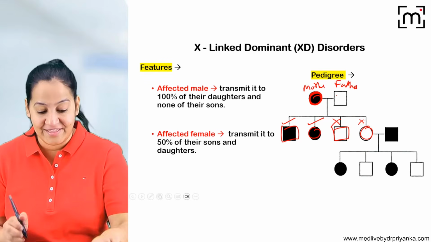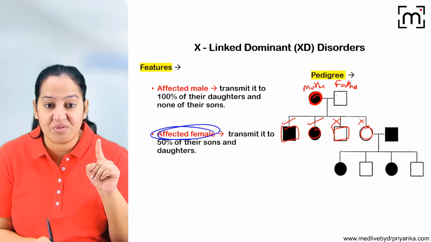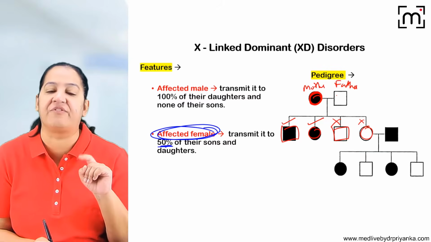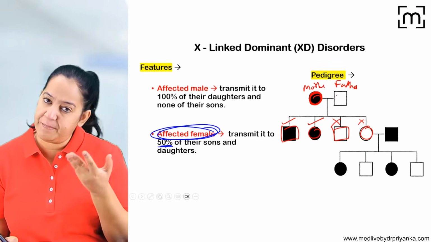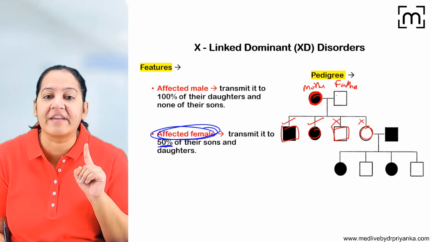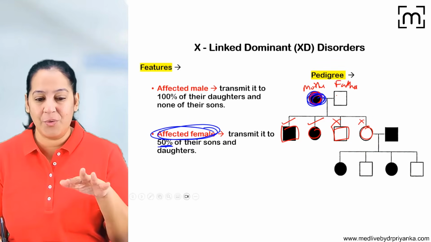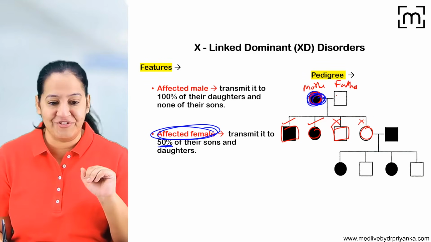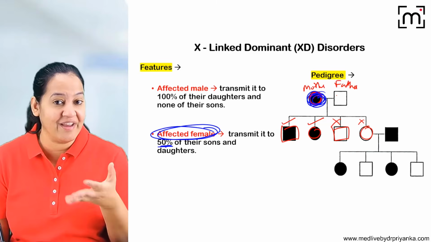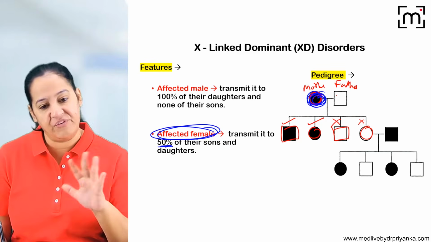So basically, when the female is affected, she is transmitting the disease to 50% sons and 50% daughters. When the mother is affected, she is giving the disease. Mother is impartial. She loves all the children equally. So when she is affected, she is giving her gene to 50% sons, 50% daughters.